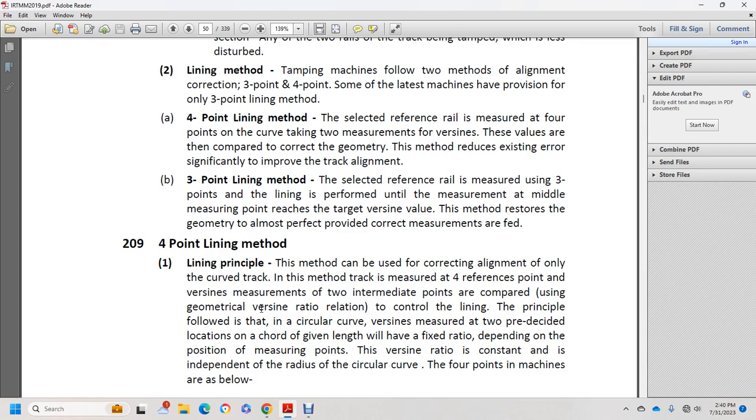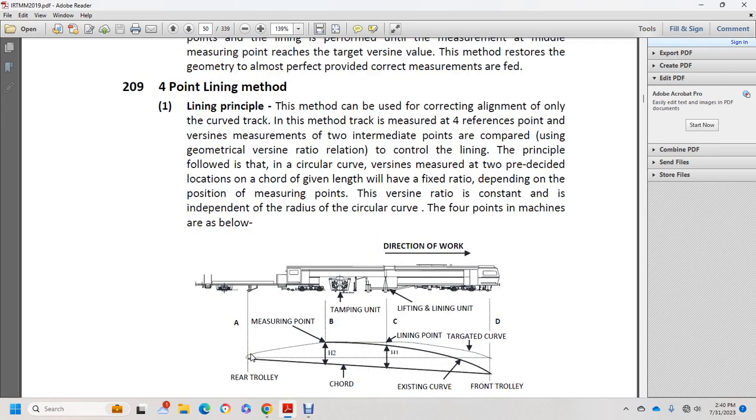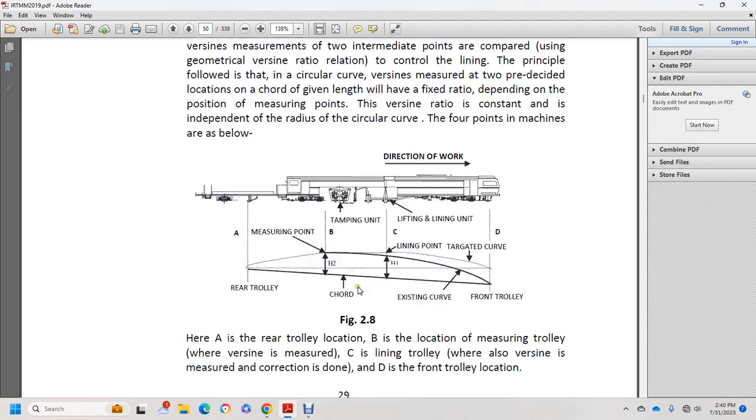The control lining principle will follow within the circular curve of the versine, with the measure for the pre-decided location cord of a given length that will have the fixed ratio. That ratio depends on position and measuring point, and the versine ratio is a constant independent of the radius of the circular curve. The 4 points of the machine are below. The figure shows the rear of the trolley, the measuring point of the cord, the tamping unit, lifting and lining unit, lifting alignment, targeted curve of the existing curve, the front of the trolley, and the direction of work.